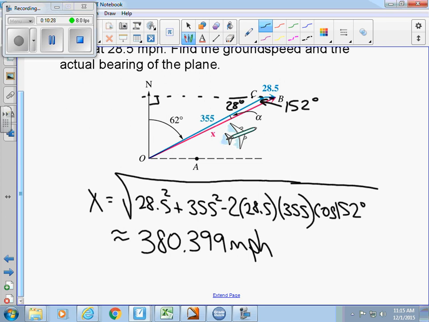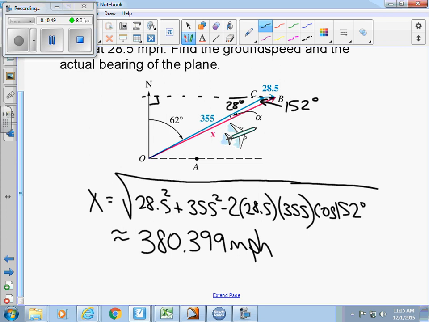It is kind of a tailwind. Now, it's not a perfect tailwind, but it's kind of a tailwind, so it makes sense that that would speed up. Is that a question you should ask yourself when you're working word problems? Back it off. Okay, does this answer make sense? If not, question what did I do? What do I need to change? All of that fun stuff.